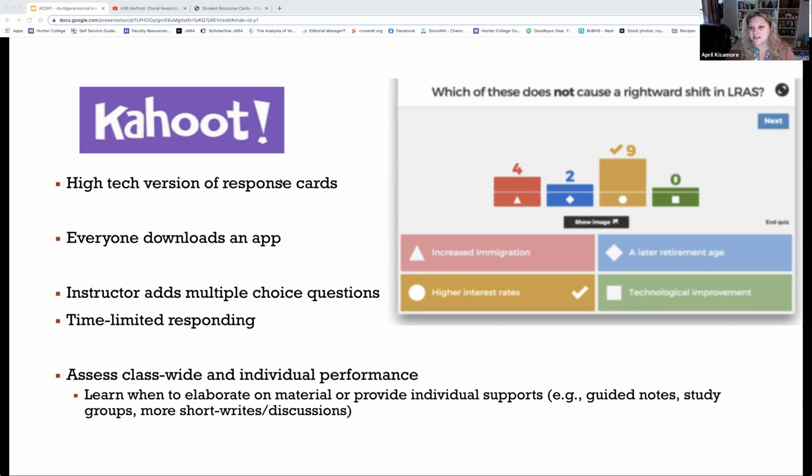So the idea here is that everybody downloads the app. You can add the questions to the poll. There's often a time limit for when students respond. It's meant to be rather quick and informative. Here you can assess class-wide performance, and one of the things I like about Kahoot is that you can also get individual scores to see which students might be struggling. So again, if you need to provide some individual supports like guided notes, or maybe inform some study groups in your class.